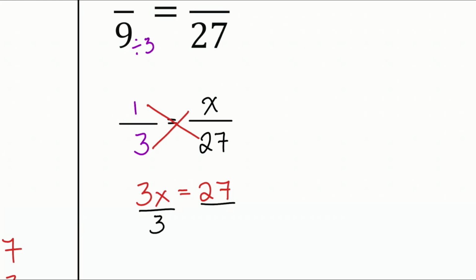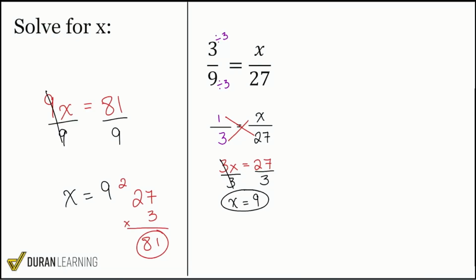Great question. So, divide by 3 on both sides. Look at that. X equals 27 divided by 3, which is what, my party people? Yeah, that's going to be 9. Everybody, is that the same answer that we got before? Yes, it is. Correct. X equals 9, both ways that we did it.